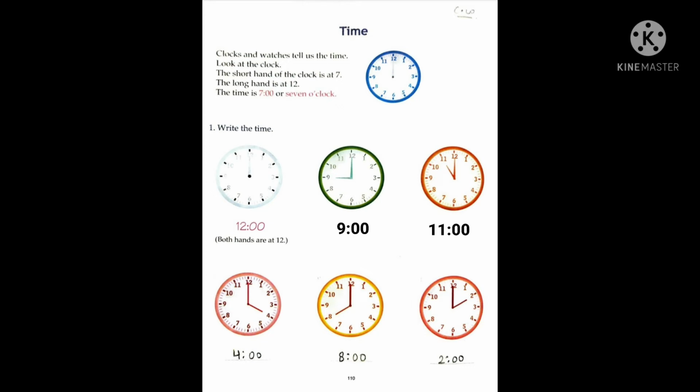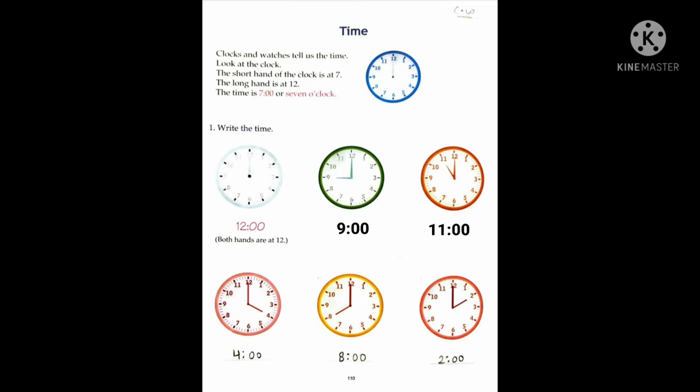Now we will solve the exercise. Question number 1. Write the time. In this we have to write the time. See number 1. The short hand is at 12 and the long hand is also at 12. That means the time is 12 colon 00, 12 o'clock. Number 2. Short hand is at 9. Hours hand is at 9 and long hand, minutes hand, is at 12. That means 9 o'clock. 9 colon 00.